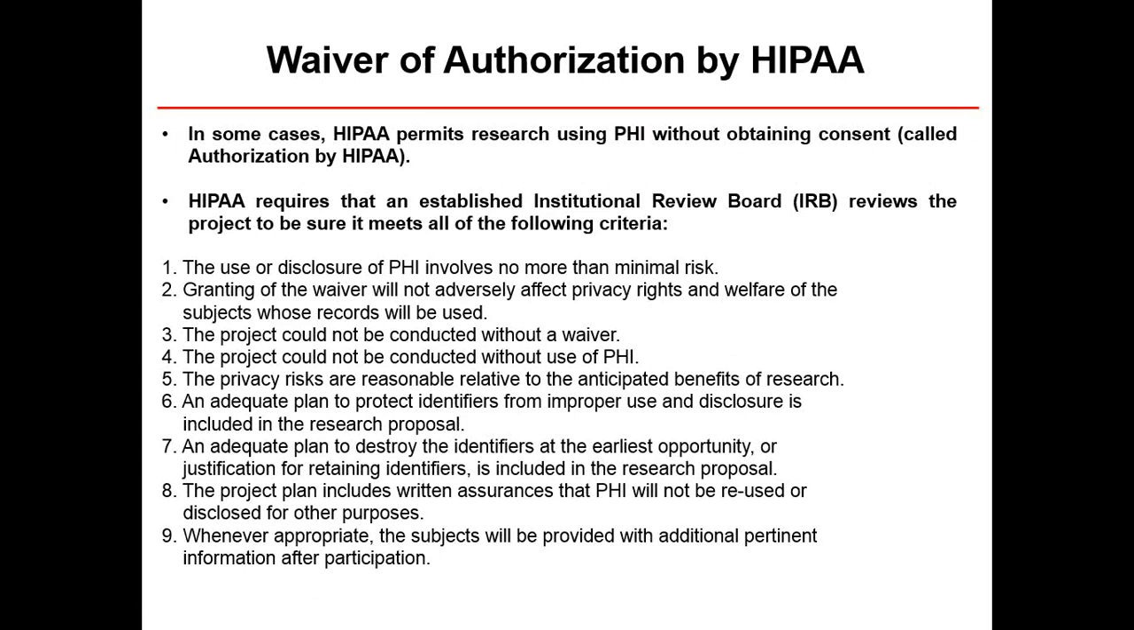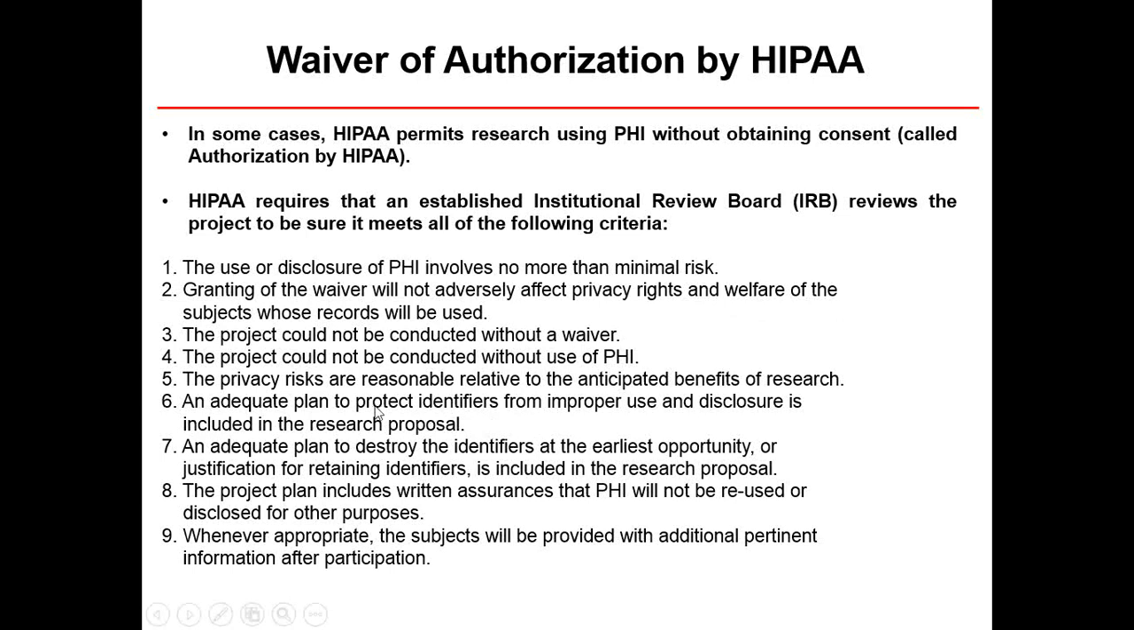In some cases, HIPAA permits research using PHI without obtaining consent, and this is authorization by HIPAA. HIPAA requires that an established institutional review board reviews the project to be sure it meets all the following criteria. There are 9 criteria here. First is if there's no more than minimal risk. Second, if the waiver will not adversely affect privacy rights. Third is that the project could not be conducted without a waiver. Fourth, the project could not be conducted without use of PHI. And fifth, when the privacy risks are reasonable relative to the anticipated benefits of research.